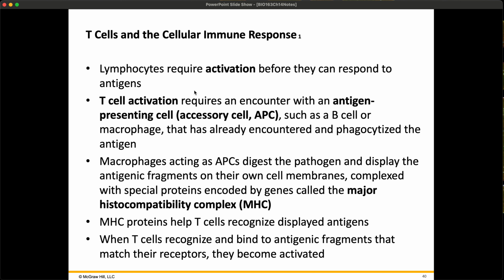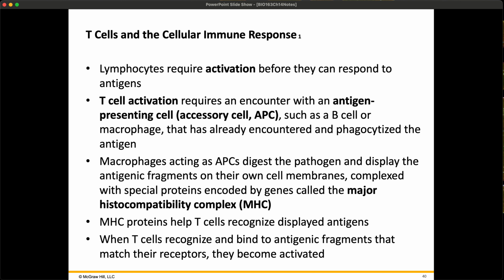So lymphocytes require activation before they respond to antigens. It's not just like T cells and B cells are constantly being active. They sometimes have to have a couple of signals before they initiate their immune response. So T cell activation requires encounter with an antigen-presenting cell, an APC. This is essentially a B cell or a macrophage, something that has encountered the pathogen and can then tell the T cell, hey, this thing's in here and it's dangerous.